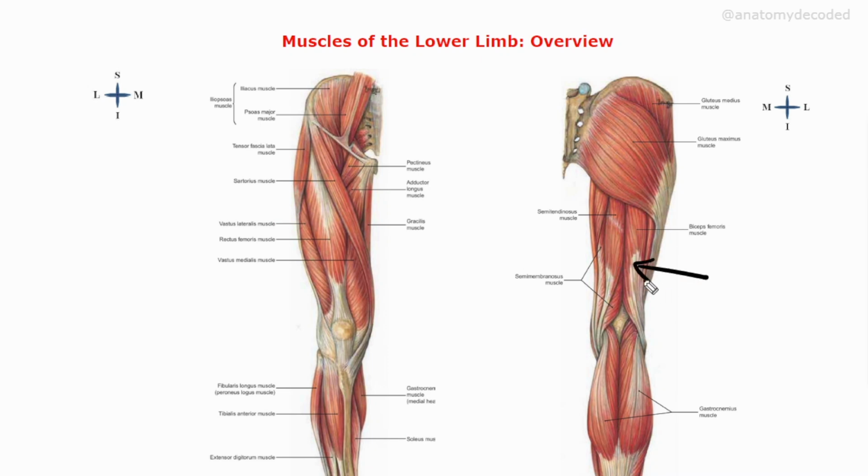Here we can see the right sided lower limb from the posterior aspect. Muscles of the posterior compartment of the thigh are here, and this is the region of the muscles of the gluteal region. In the previous sessions we had covered the muscles of the anterior compartment and medial compartment. If you have not seen those videos, please watch them.